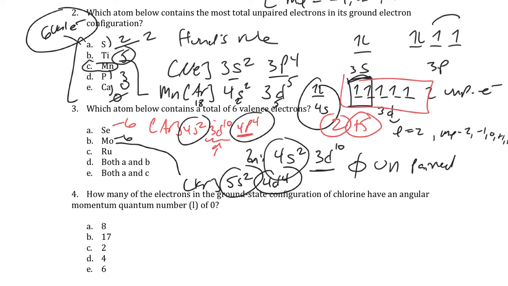And then ruthenium adds 2 more. So ruthenium is going to have 8, because ruthenium is going to be a 4d6 on top of the 5s2. And so only A and B have the answer of 6 valence electrons that the question was asking for.